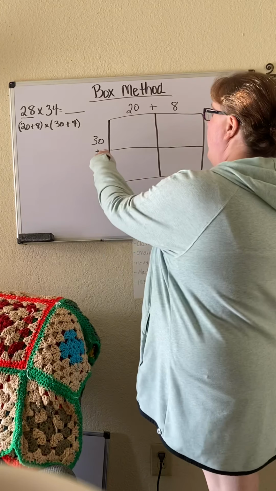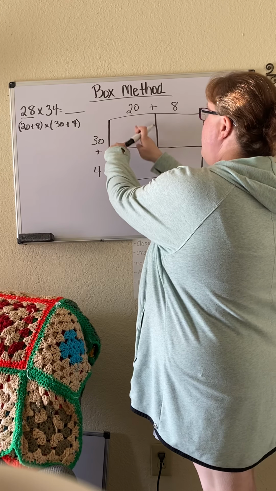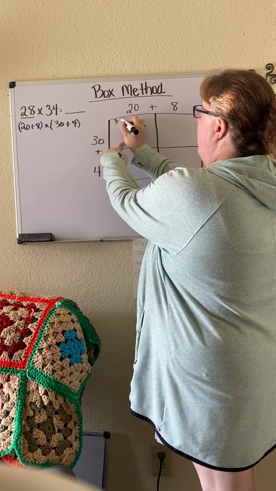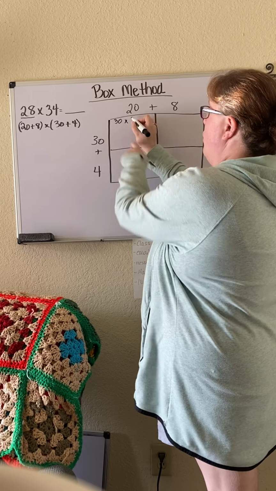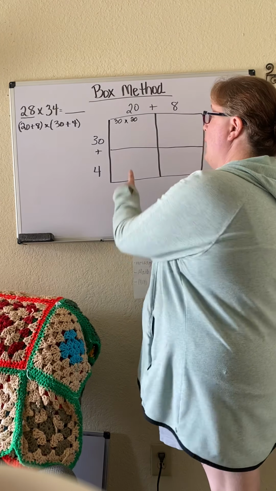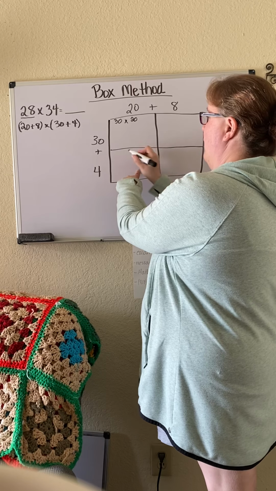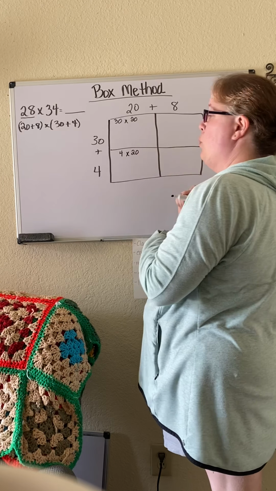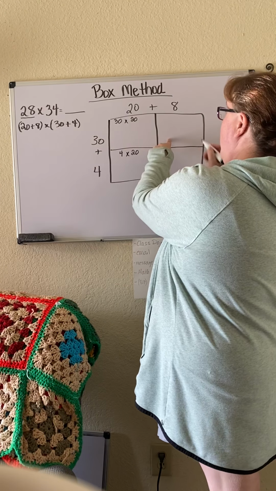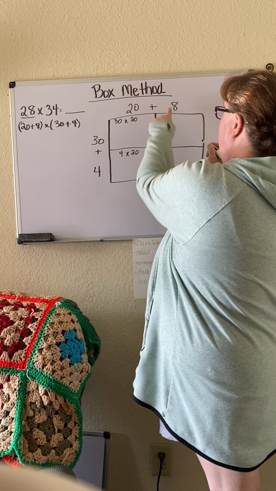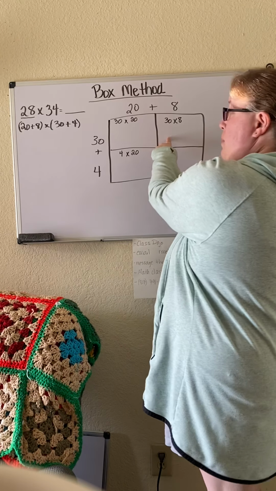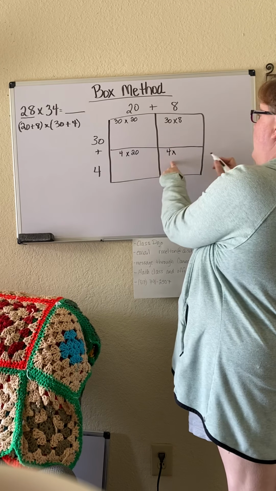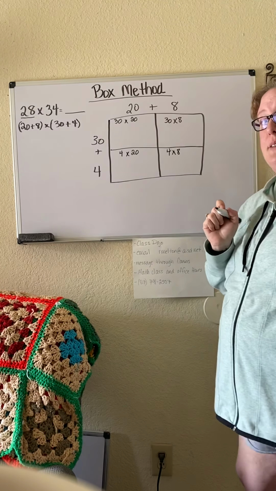So I go over and down. In this box, I have 30 times 20. In this box, over, down, so 4 times 20. Over, down, 30 times 8. Over, down, 4 times 8.